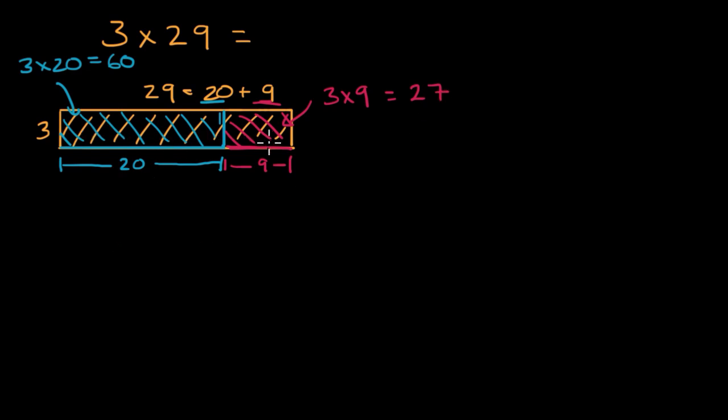So if you want to figure out the entire area here, which would be 3 times 29, you would just add the 60 plus the 27. So I could write it here. Maybe this is 60 plus 27, which is going to be equal to 60 plus 20 is 80, plus another 7 is going to be 87.